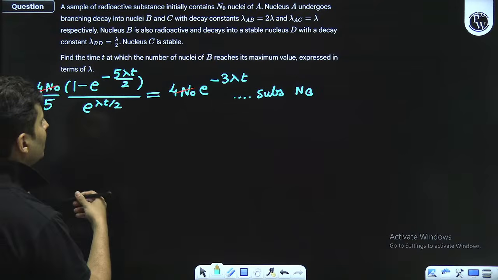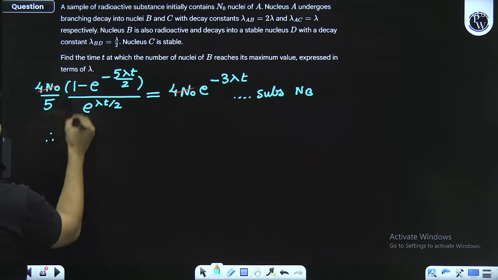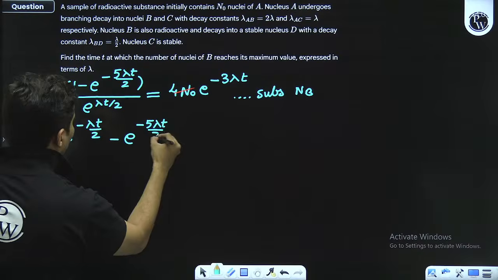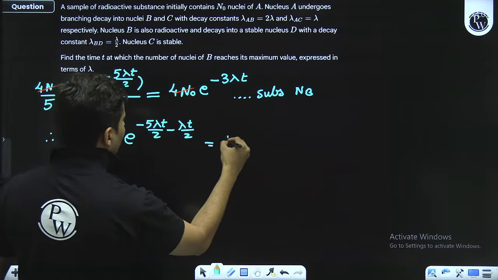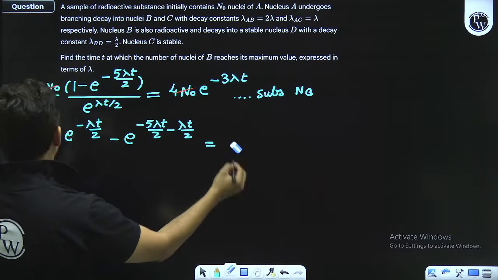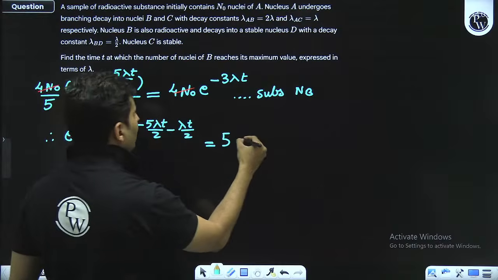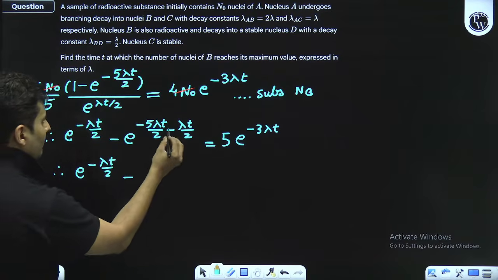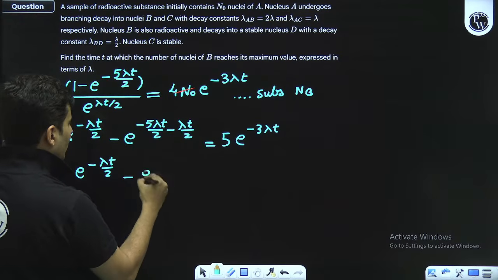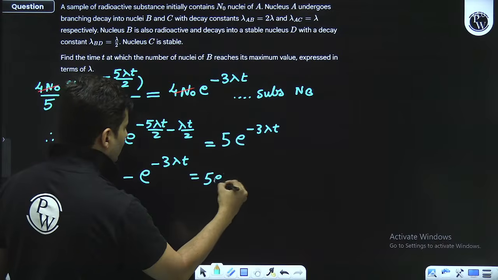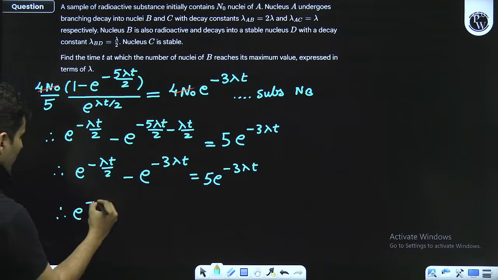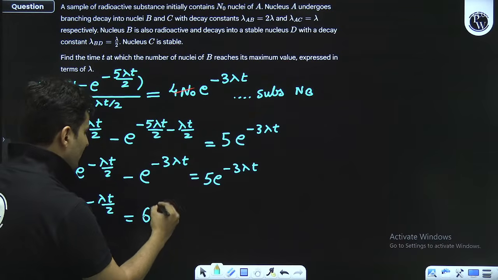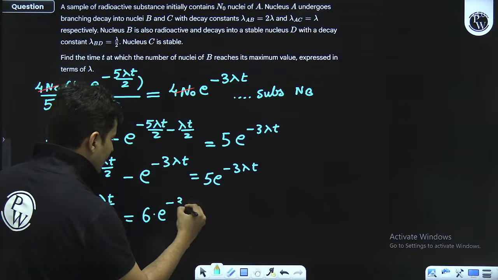So let's do this, guys. It's not very difficult also. If I take this on the top, what will this become? e raised to minus lambda t by 2 minus e raised to minus 5 lambda t by 2 minus lambda t by 2 is equal to, 4 is not there, 5 is there, because this number 5 will go over here, e raised to minus 3 lambda t. So this will become e raised to minus lambda t by 2, minus 5 plus 1 is 6, 6 by 2 is 3. So e raised to minus 3 lambda t is equal to 5 e raised to minus 3 lambda t. Okay, so e raised to minus lambda t by 2 is equal to, this will go here, 1 plus 5 is 6, so 6 into e raised to minus 3 lambda t.